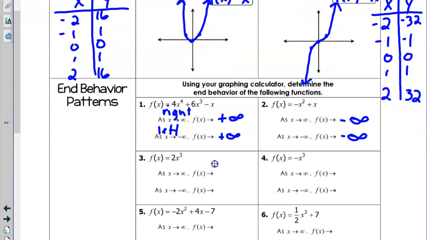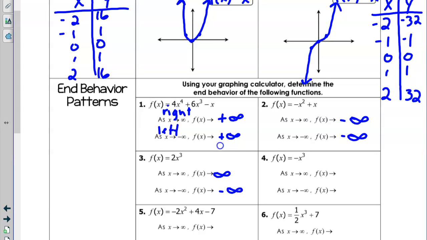And then for number 3, we have 2x cubed. As it went to the right, or the positive infinity, what happened to the graph? Positive infinity, good. And if you only write infinity without the positive, that's okay as well. What about when it went to the left, what did it do? Negative, good.